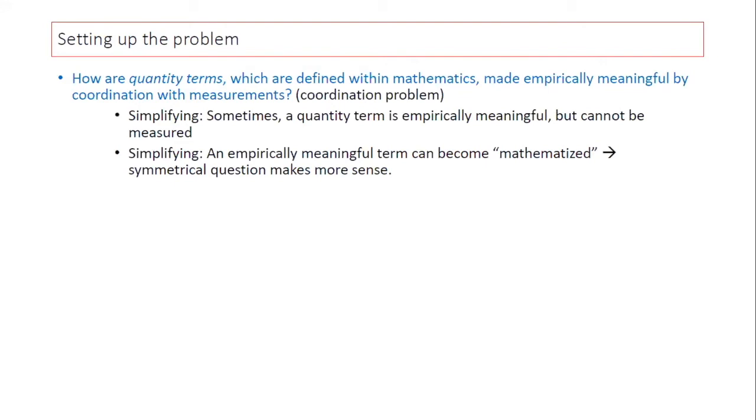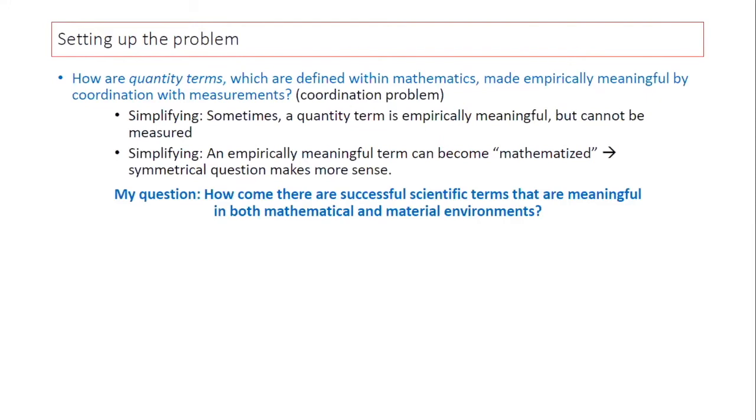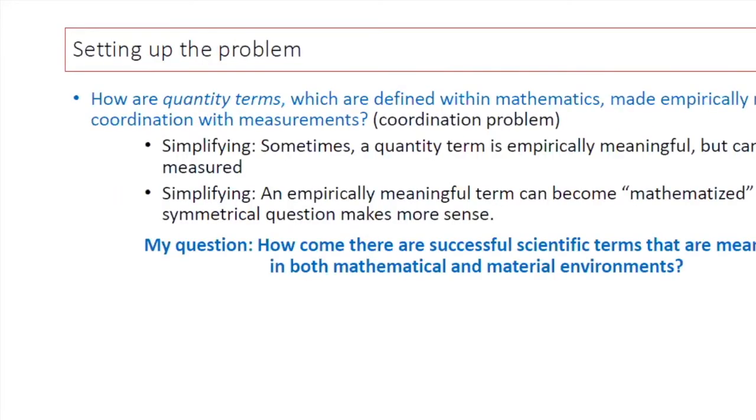However, sometimes a quantity term can be empirically meaningful, but it cannot be measured. That happens, I think, quite often when we introduce a new term, like when velocity was first used, there was no measurement of velocity. So it's not just measurement that makes the terms meaningful empirically. And also we can start with an empirically meaningful term and make it mathematized. So I think a symmetrical question makes more sense, which is why I choose the question, how come there are successful scientific terms that are meaningful in both mathematical and material environments?